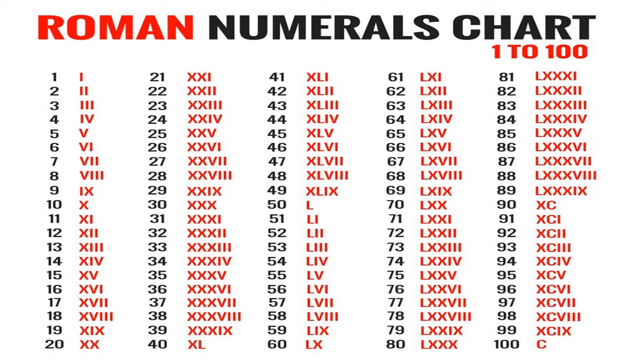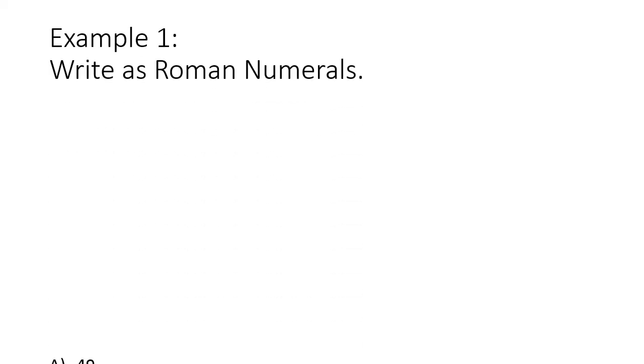Okay. This is the Roman numeral chart for 1 to 100. You can verify any number here. We'll see some examples. Write as Roman numerals. First sum, 49. Okay. So we have to write first 40, no? So we don't have any separate letter for 40. So we are going to find out 50 minus 10.